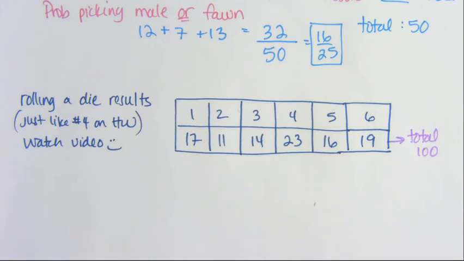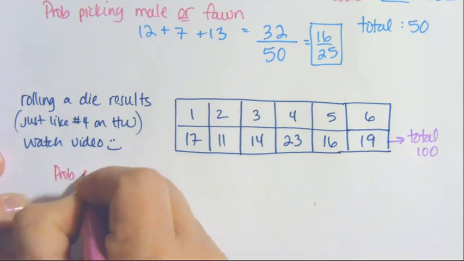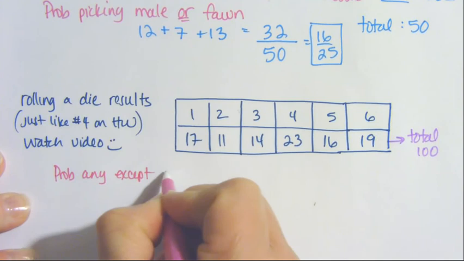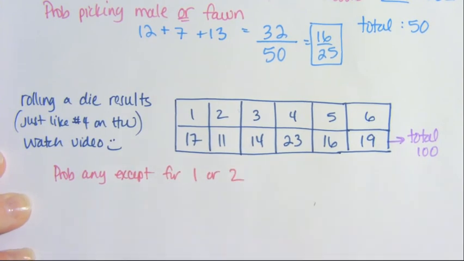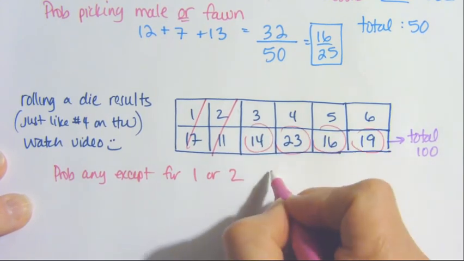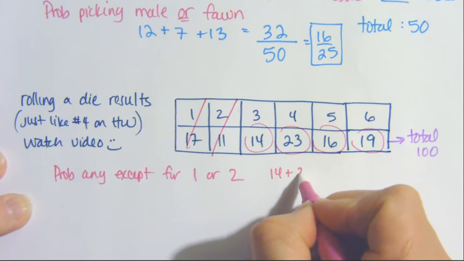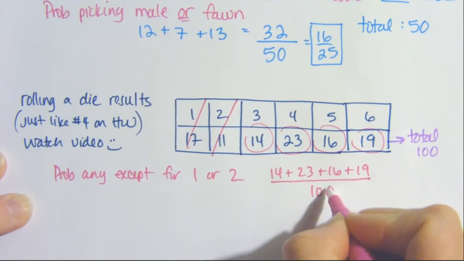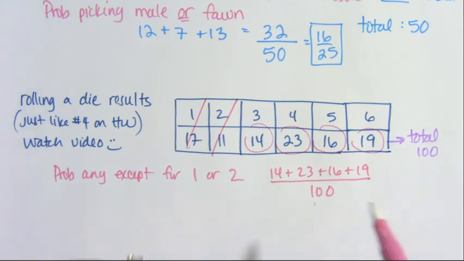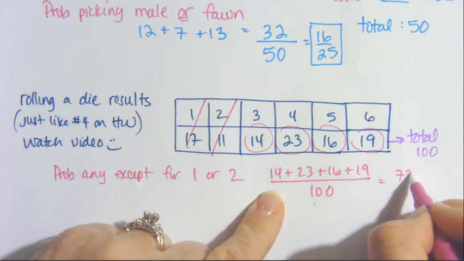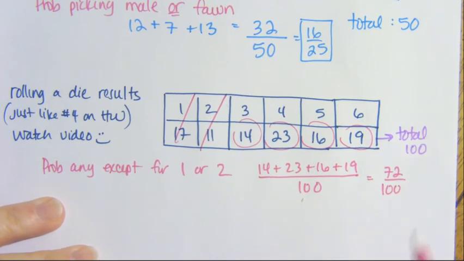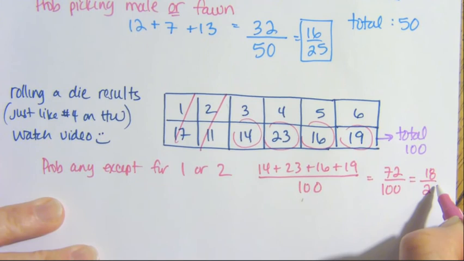And I'm going to ask for the probability of any number except for 1 or 2. So I don't want a 1 or a 2. So pretty much you're going to ignore those. You're just going to add up these numbers. So I'm happy if I got a 3. There's 14 times I got a 3. I got a 4 23 times, plus 16 plus 19, divided by the total, which was 100. If you add up those top numbers, I did this ahead of time, so hopefully that's right. I get 72 out of 100. Always check to see if you can reduce it. And that's 18 over 25.